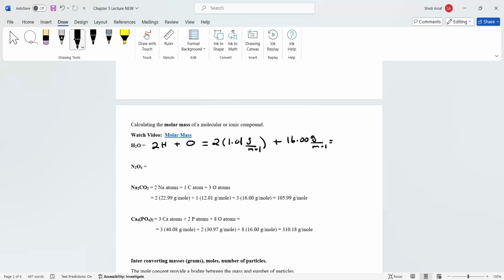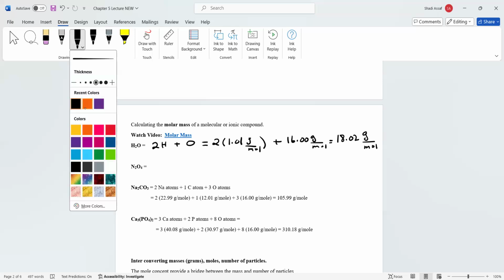So if you multiply 2 by the 1.01 plus the 16, this gives you 18.02 grams per mole. So 1 mole of water weighs about 18 grams. So what if you have now something like N2O4?